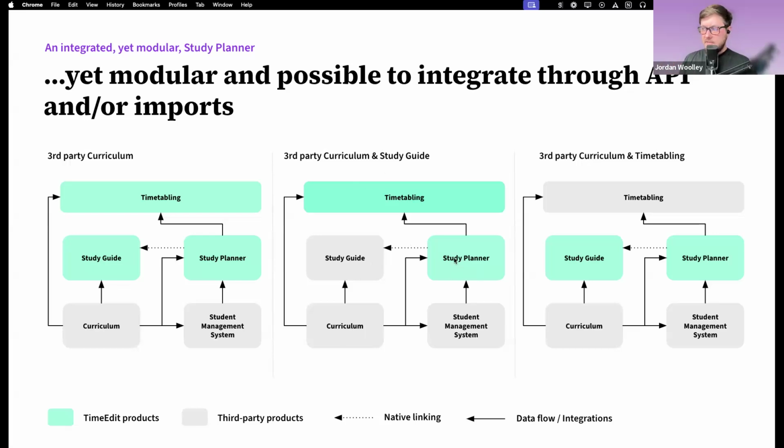Similarly, you may just have the study planner and no study guide, no course handbook. You just use a study planner and our timetabling. But of course, as Trevor's saying, timetabling and that need to be together. And so this is what that looks like.